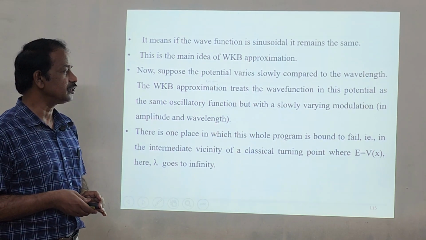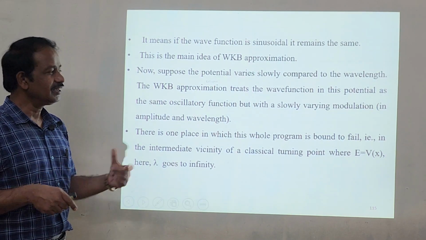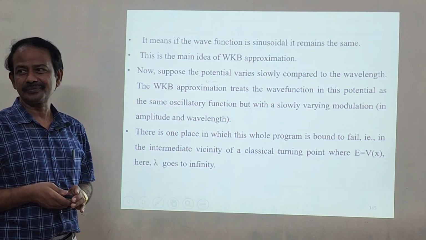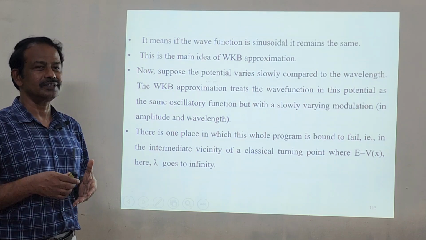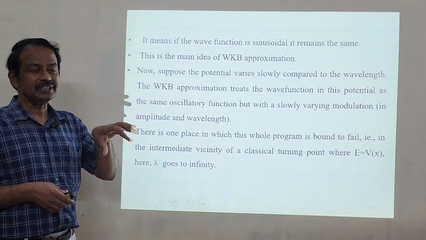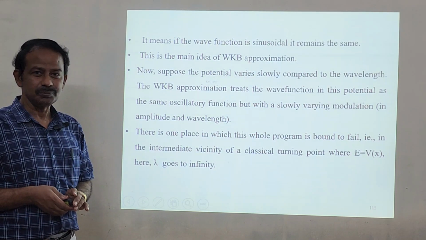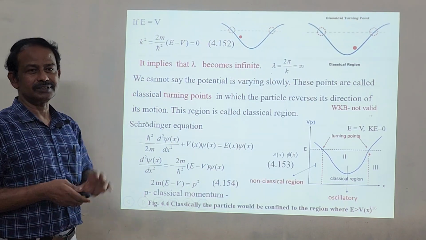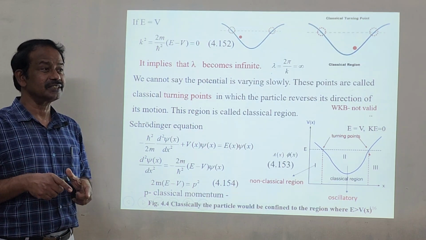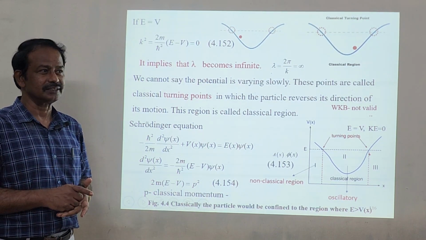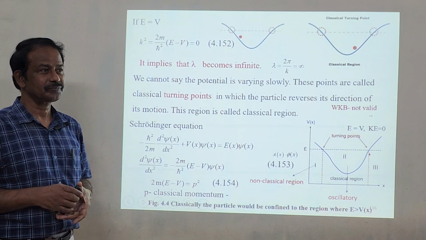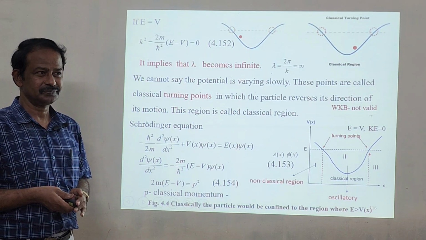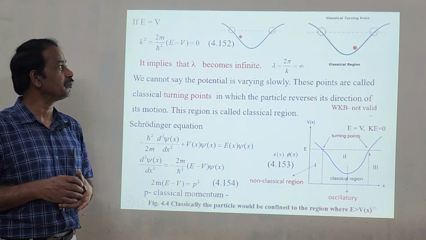There is one place in which the whole program is bound to fail, if E equals V of x. So what will happen if E equals V? Now the total energy is exactly equivalent to the potential energy. So the kinetic energy will be 0. Correct? If the kinetic energy is 0, then the momentum will be 0, in the sense that there is no momentum at all.